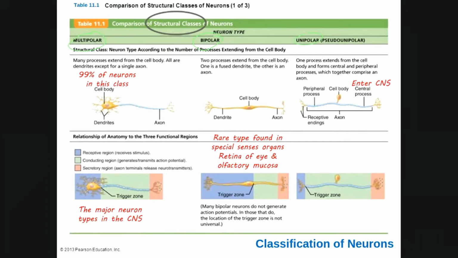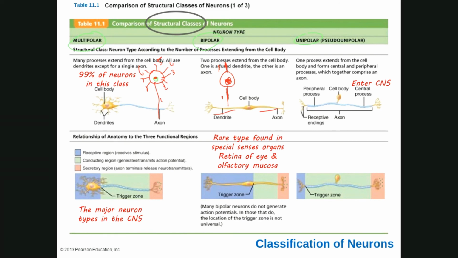Follow this picture. This is the nucleus and this is the cell body. There are many dendrites and one single axon. Always all neurons will have only one axon. Whereas in bipolar, this is the nucleus and this is the cell body. There is one dendrite and one axon. Bi means two. Multi means many. See, 1, 2, 3, 4, 5, 6, 7, 8. Many. Whereas bi means only two: one dendrite, one axon.